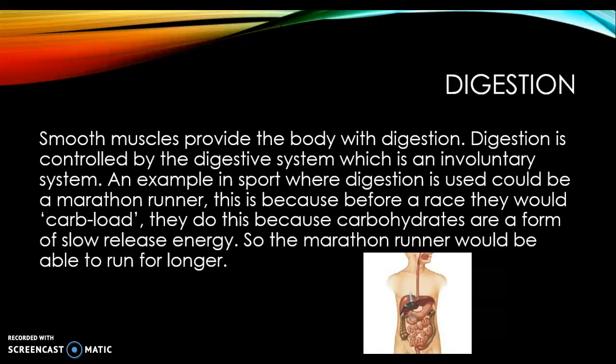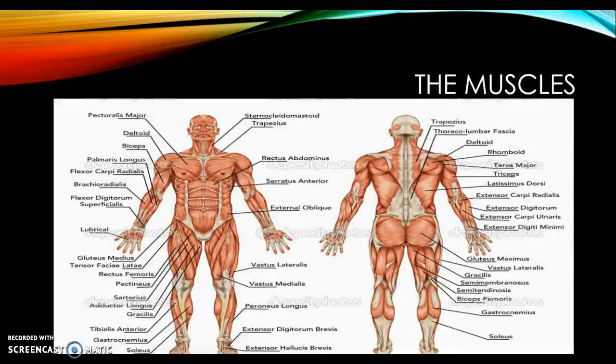An example in sport where digestion is used could be a marathon runner. This is because before a race, they would carb load, which means they'd eat a considerable amount of pasta, potatoes, or rice. They do this because carbohydrates are a form of slow-release energy, so the marathon runner would be able to run for longer, meaning they could set a new PB or break a record.